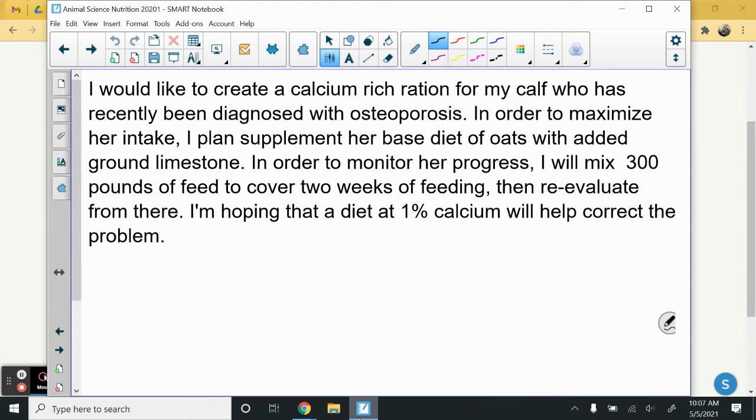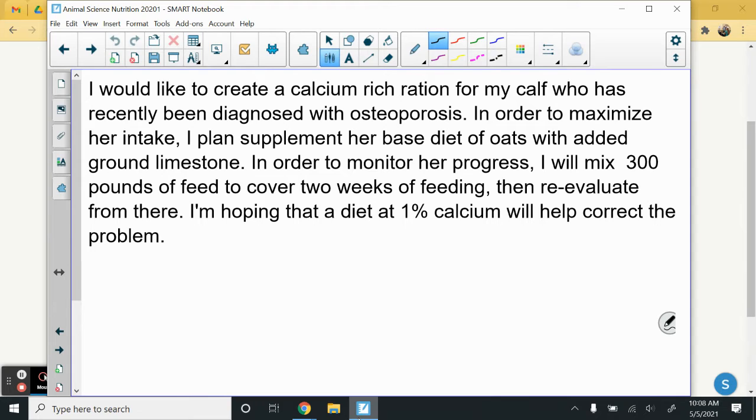Now, Pearson squares are excellent tools, but they are limited. You can only ever do 2 things at a time. So in order to create a ration with more than 2 ingredients, you have to do it piece by piece, one set of 2 at a time. So we're going to start out with an initial scenario that's going to ask us to just balance 2 ingredients, and then we're going to add on in the next step.